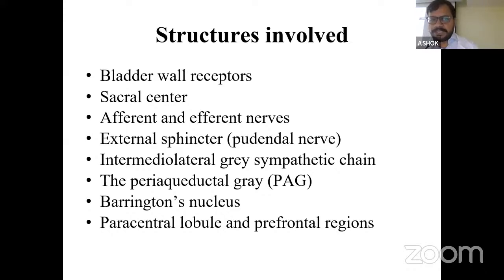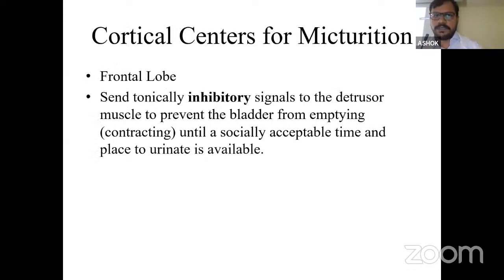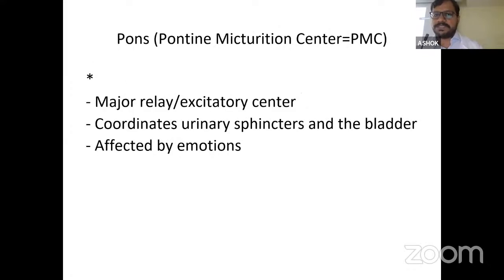mediolateral gray, sympathetic chain, PAG, Barrington nucleus, paracentral lobule and prefrontal regions. The cortical center for micturition is the frontal lobe, which gives inhibitory signals tonically. Pons PMC: the pontine micturition center is the excitatory center, coordinating between sphincter and bladder, and is affected by emotions.